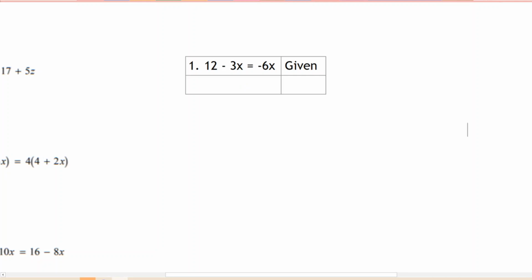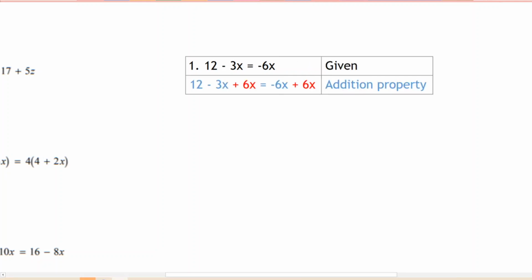So I'm going to add the inverse of negative 6x. Now, like I said before, I'm going to be writing down on the side, I'm going to write down addition property, just so you know what I did on both sides. You don't have to do that in your own work, but you need to be aware of it. So I've added negative 6x to both sides. Take a look over here. On the right side, I've created a 0 pair right there. That's going to be 0.